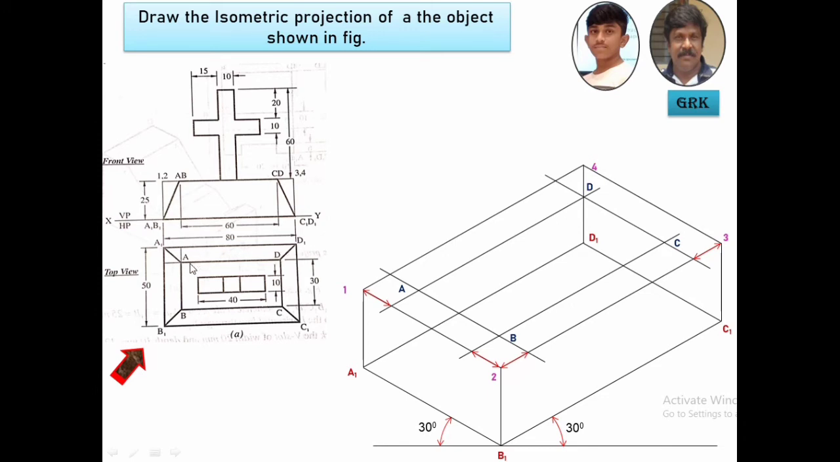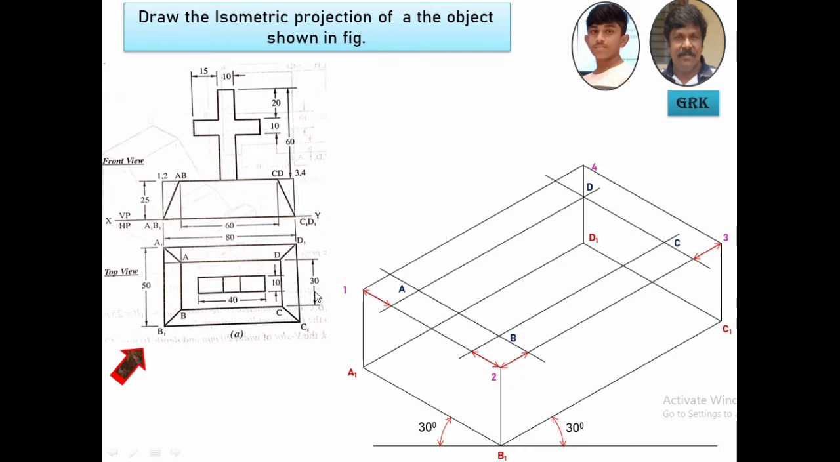ABCD has been marked and we have obtained that on the top surface of the rectangular block that has been generated. Afterwards, these are the tapering lines. We'll draw these at the end. All these inclinations, we'll draw at the end. Now I want to get the cross. It has to be placed at the center.